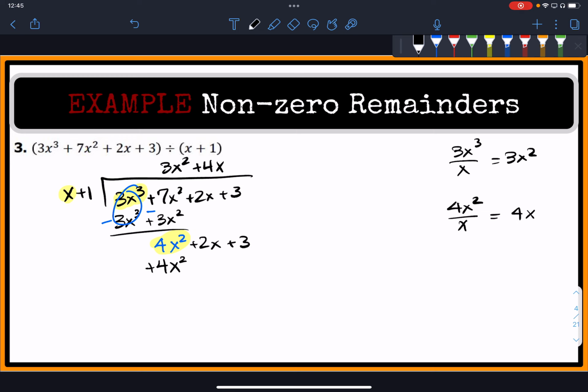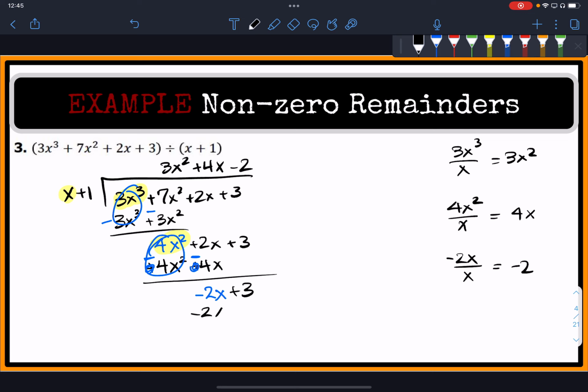Multiplying 4x with x plus 1, that's going to become this. Let's switch the signs so we can subtract. That becomes 0. And 2 minus 4, that's negative 2. And bring down the 3. So now negative 2x gets divided by x, which is negative 2. So multiply. Switch the signs. Again, this cancels out to 0, but this time our remainder is 5. 3 plus 2 adds up to 5.